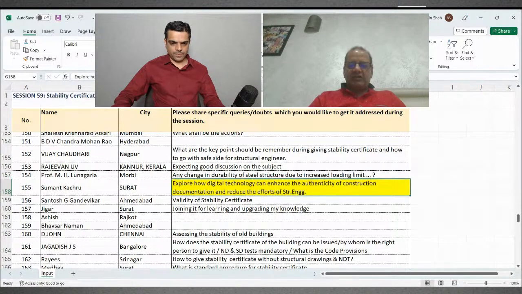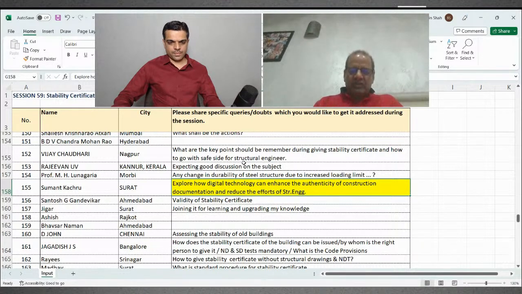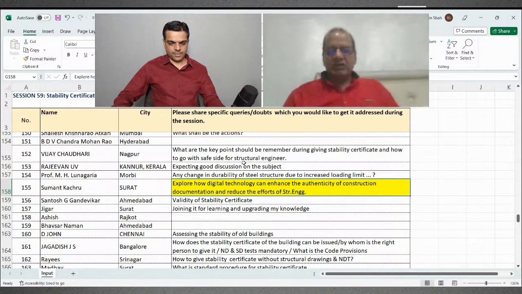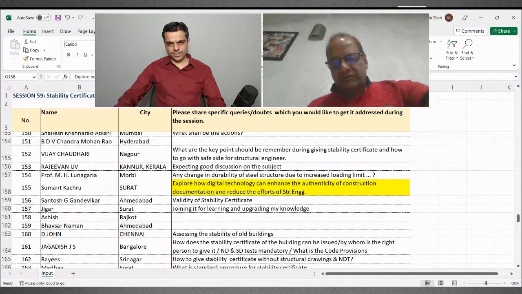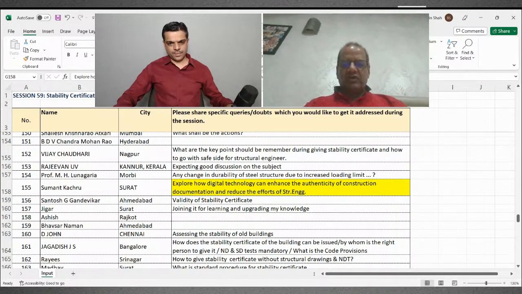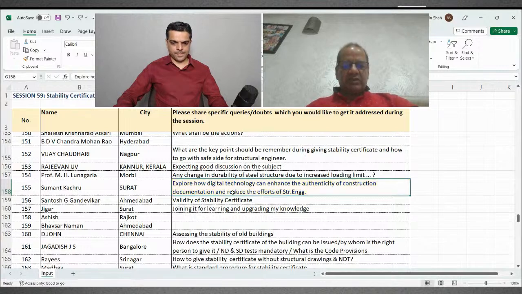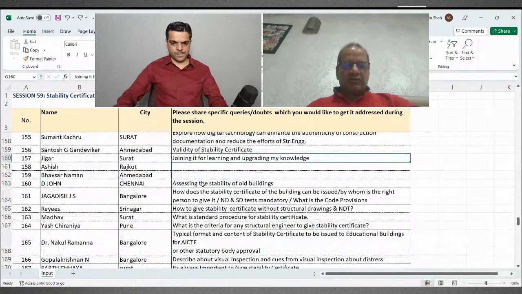Explain how digital technology can enhance the authenticity of construction documentation. I'm not an expert, but I have recently heard a very good presentation on digitization in the construction industry, and it's really doing great. There's a lot of scope and good things happening. Validity of structural stability certificate was explained already. Joining it for learning, Jigar from Surat.